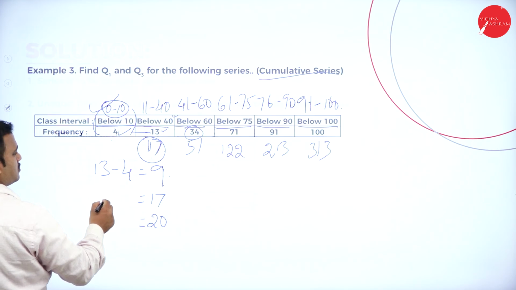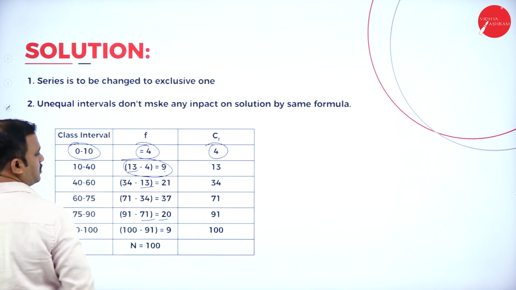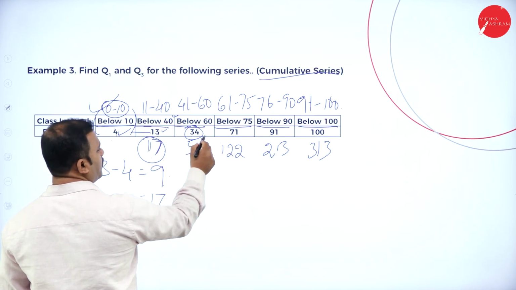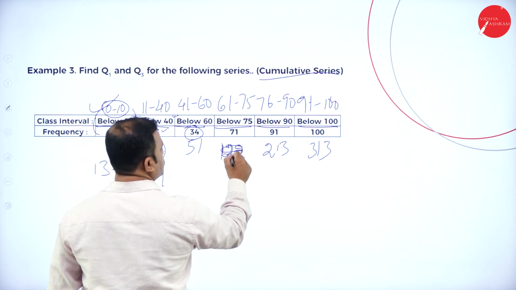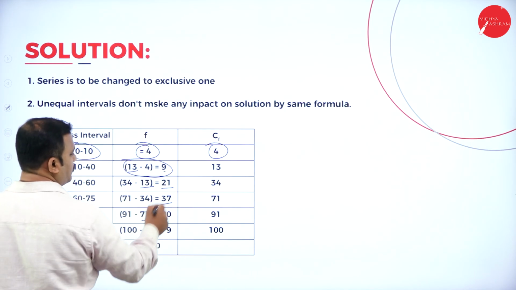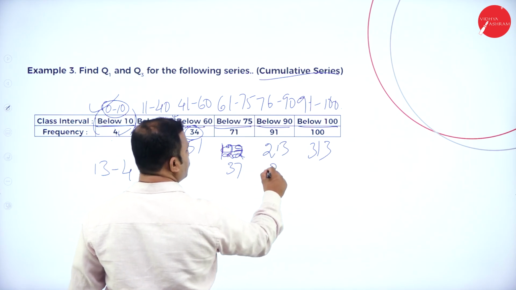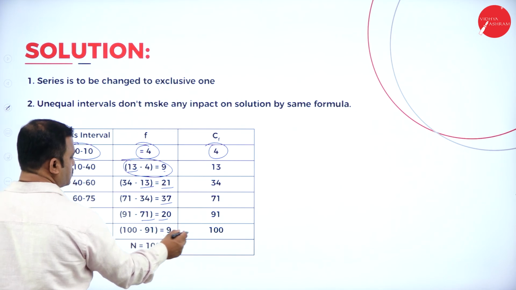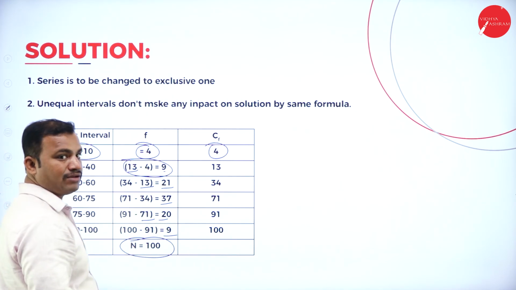34 minus 13, that is the previous term, is equal to 21. Then 71 minus 34 is 37. Yes, it is equal to 37. Then we have 91 minus 71, which is equal to 20. Then 100 minus 91 is equal to 9. So 37, 29. If I add up all these terms, I'll get the value which is equal to 100. That is, n is equal to 100.